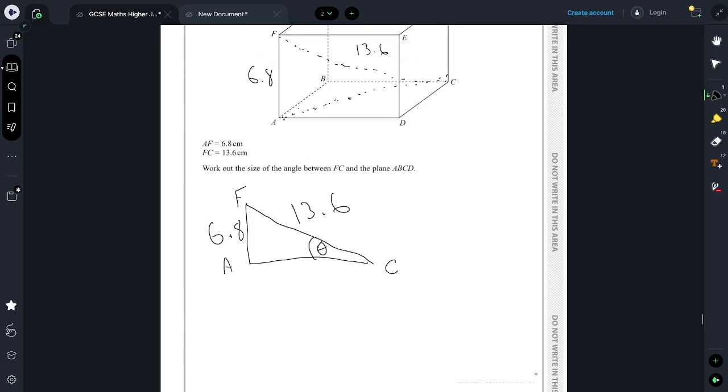Not too shabby. So it says to work out the angle between FC and the plane. Well, this is the plane, right? This whole bit, this line here, that's on the surface. It's on this one, right? This line here, A to C. So it's going to be between this on the base and here, FC. So this angle here. And actually, spot if this is the right angle. Yeah, if you visualize it anywhere, that would be a right angle.